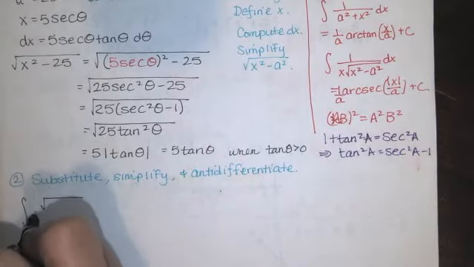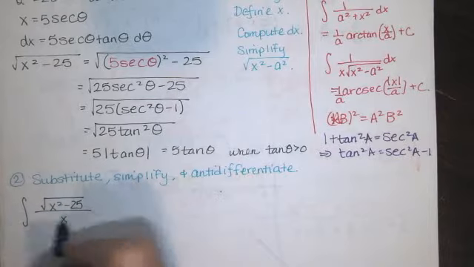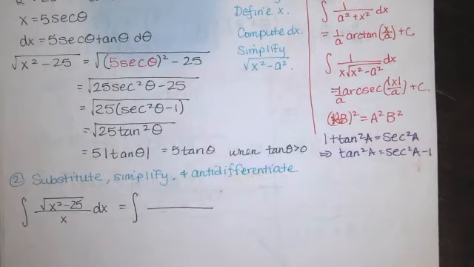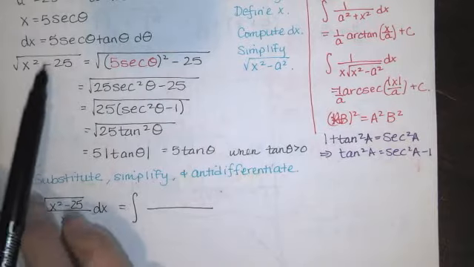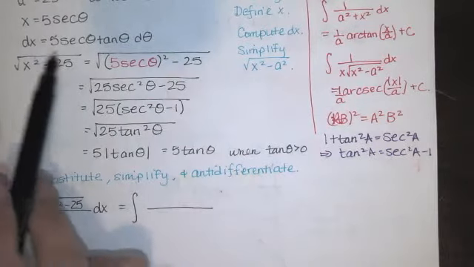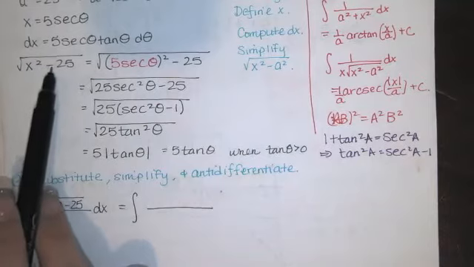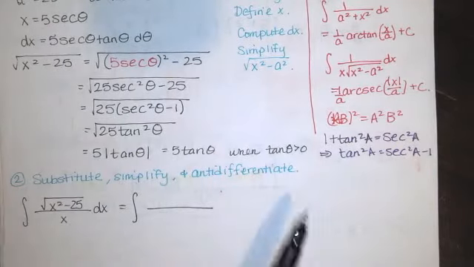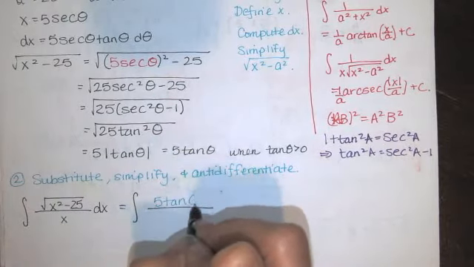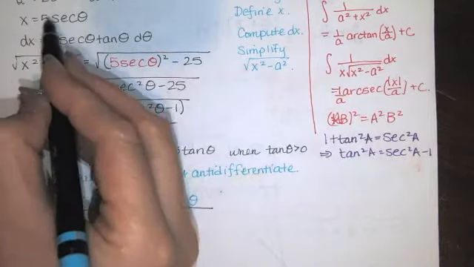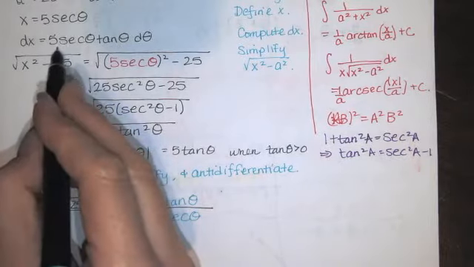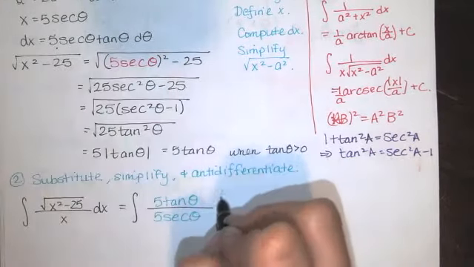So this is what we had. We had the square root of x squared minus 25 over x times dx. Now I am literally replacing things with other things. This square root of x squared minus 25, I simplified that already. I don't have to substitute in x equals 5 secant of theta right here because I've already simplified this. I already did the work. The square root of x squared minus 25 turns out to be 5 tangent of theta, provided we're on an interval where tangent is positive. So we're replacing this with 5 tan theta. x is replaced by 5 secant theta. And dx is replaced by 5 secant theta, tangent of theta, d theta.